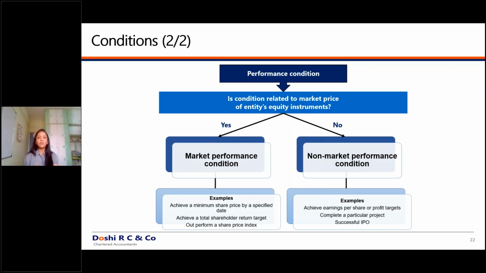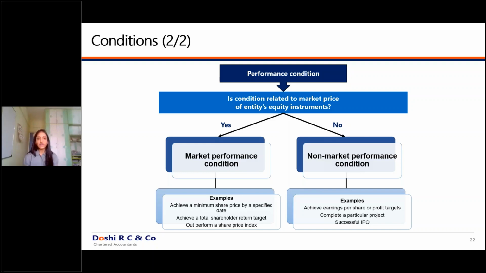These are performance-oriented conditions, and it is not just about how many years the employee is staying in the organization. So this might be one of the performance conditions. Another performance condition can be what will be the share price of the company, or what will be the return given to the shareholder. These are various types of conditions.